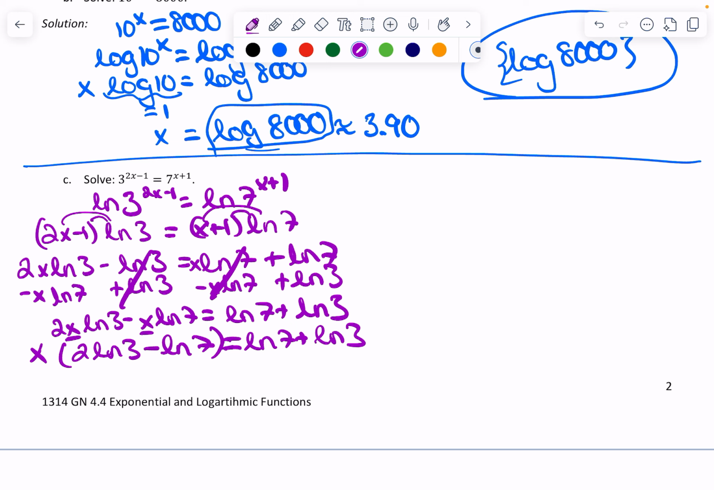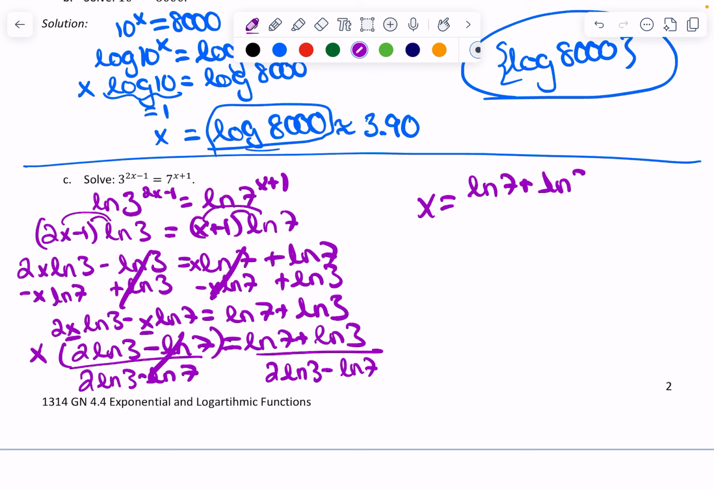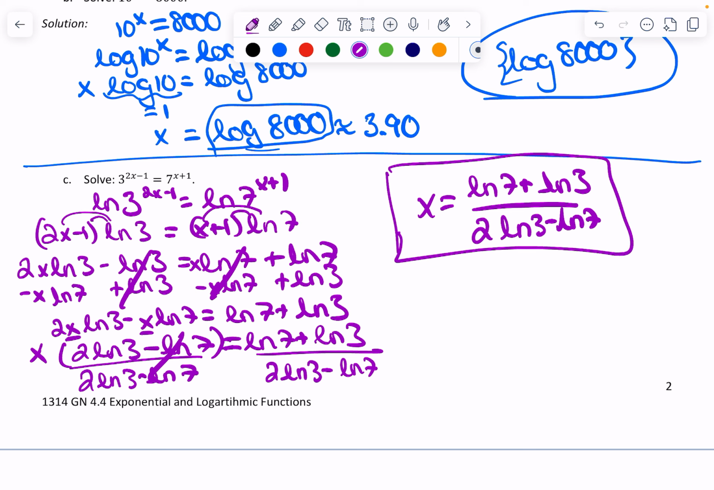Now we can divide both sides by the 2 natural log of 3 minus natural log of 7, like this. And we get x equals natural log of 7 plus natural log of 3 divided by 2 times natural log of 3 minus natural log of 7. And that is going to be our answer for this one again. Yes, it looks complicated, but there's nothing else we can do. If we plug it in the calculator, it'll be again a decimal number.